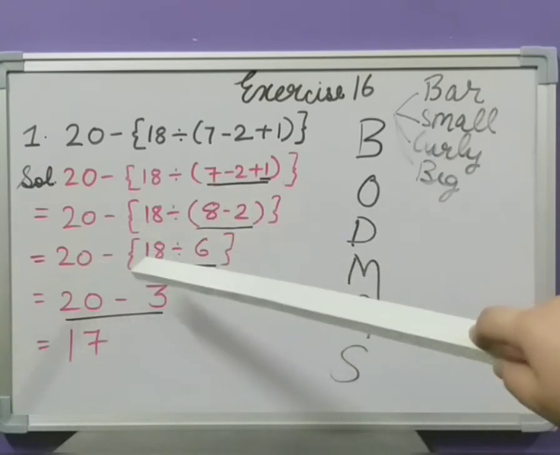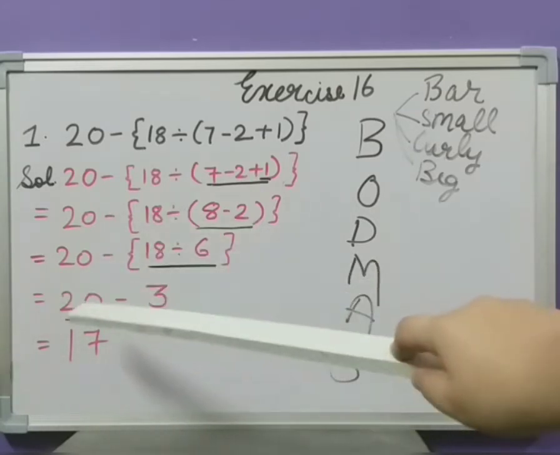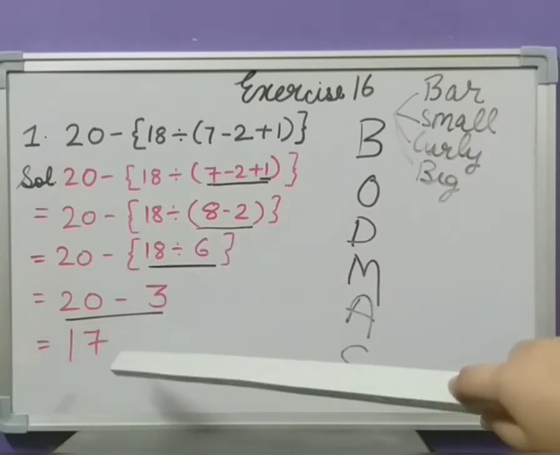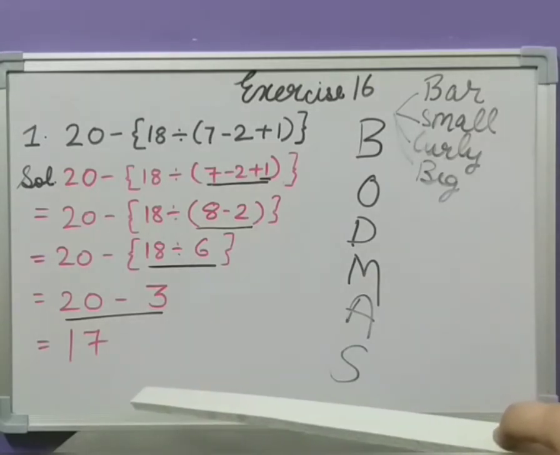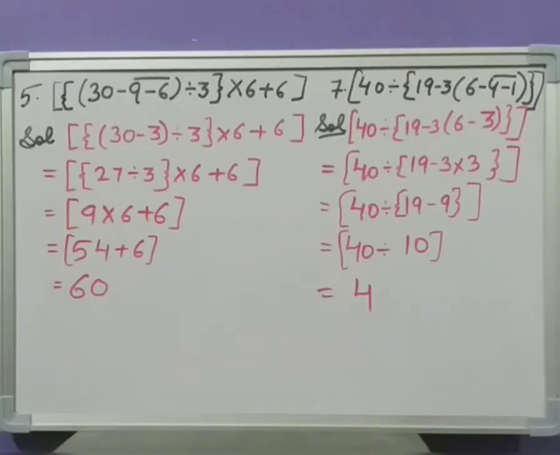Small bracket collapsed, now the curly bracket is left. So 20 minus 18 divided by 6. So we are going to solve this. 20 minus 3, because 18 divided by 6 is equal to 3. Therefore we got 17. Be very careful while solving the brackets. First we are going to solve the bar, then the small bracket, then the curly bracket, and then the big brackets.